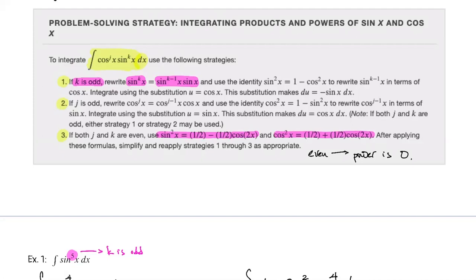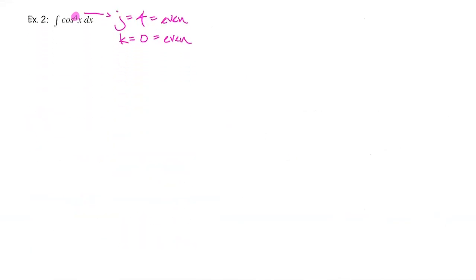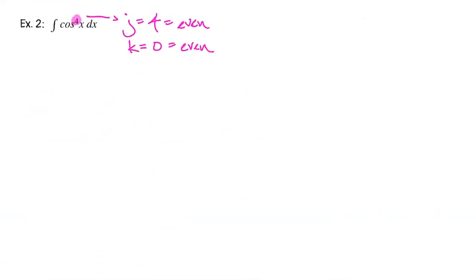So let's scroll back down to example number 2. And take a look at this. Now, if I think back to the rules, they gave me substitutions for cosine squared and sine squared, but not for cosine to the 4th. So we're gonna have to do the same thing we did in the other problem, where we take cosine to the 4th and we write it as cosine squared squared.